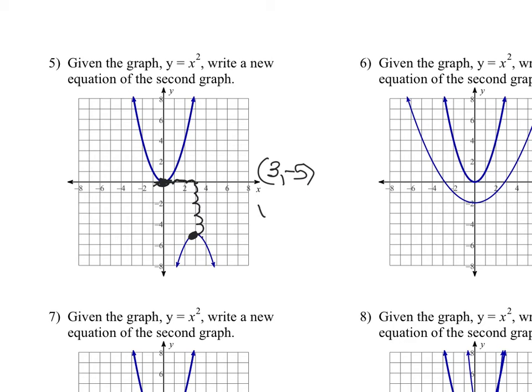So if I want to write a new equation, and it stayed the same width, but it did reflect, didn't it? One's going up, one's going down. So it's going to be negative x minus 3 squared minus 5. All right, the negatives for the reflection. The minus 3 is the opposite of our x coordinate, and then the minus 5 is our y coordinate.